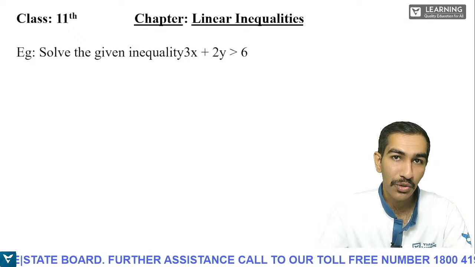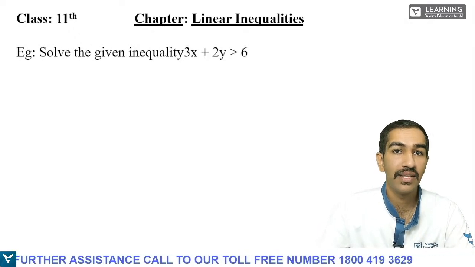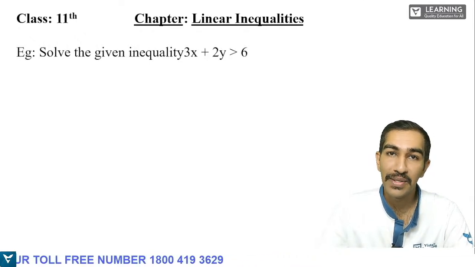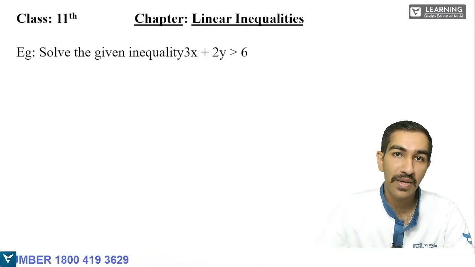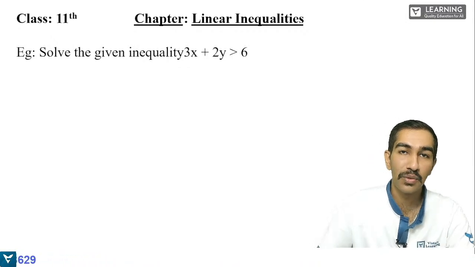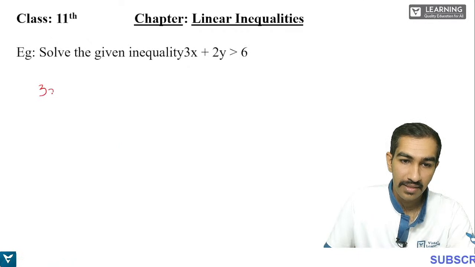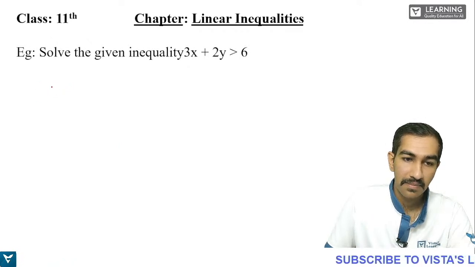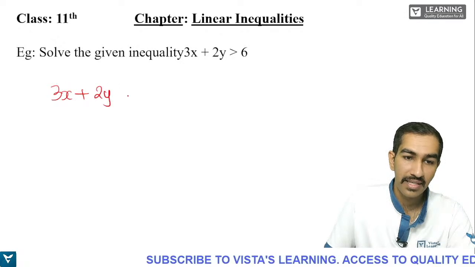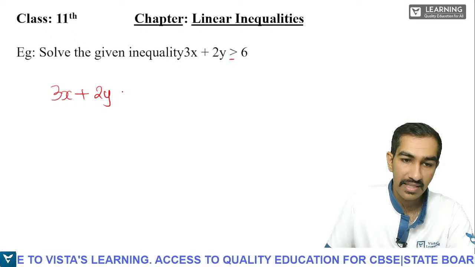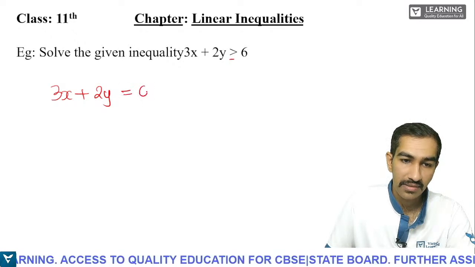Now we have to show the solution of this graphically, with the help of the graph. So how do we do that? 3x plus 2y is greater than 6 is given, right? So what we'll do here is take 3x plus 2y. See here, students, greater than 6 is given, but we will take it as equal to 6.